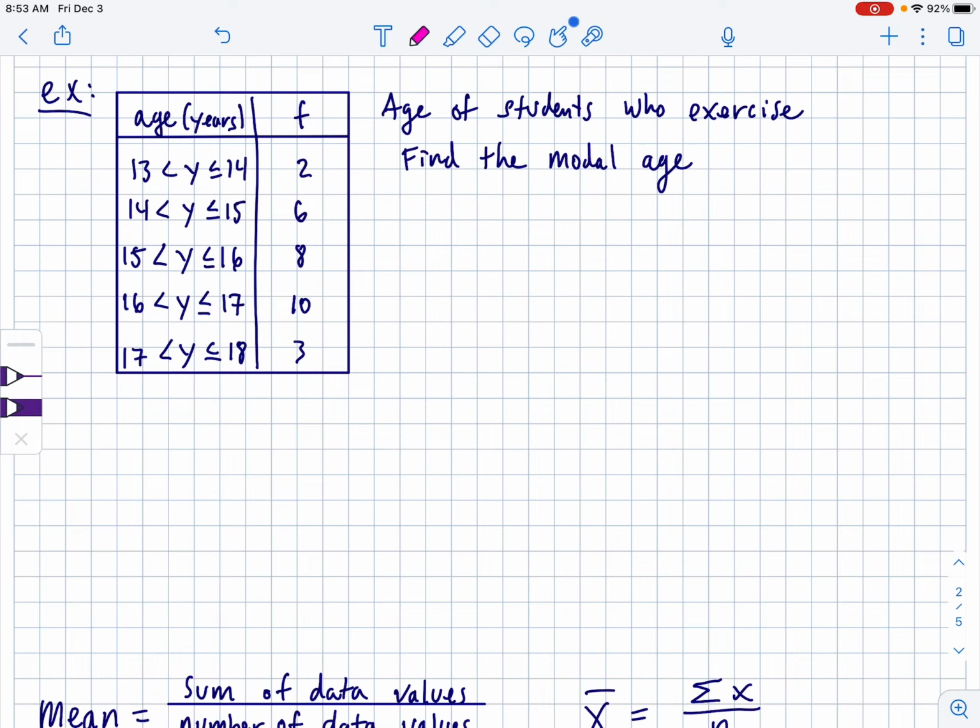If we're going to find the modal class, you still just look for the highest frequency. 10 is the biggest frequency, so that means the modal class is just that interval. It's 16 all the way up to 17.